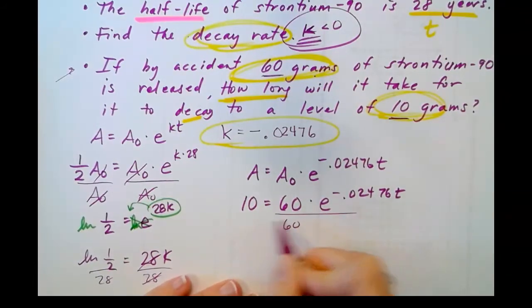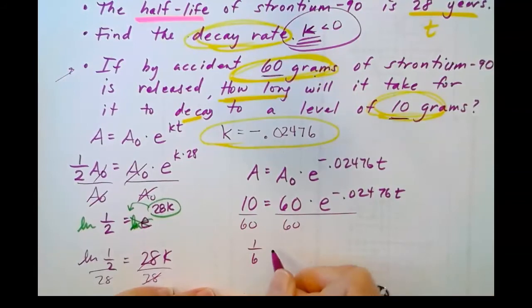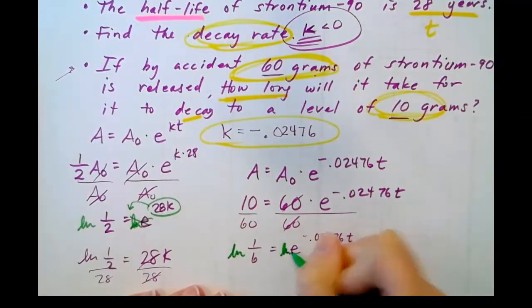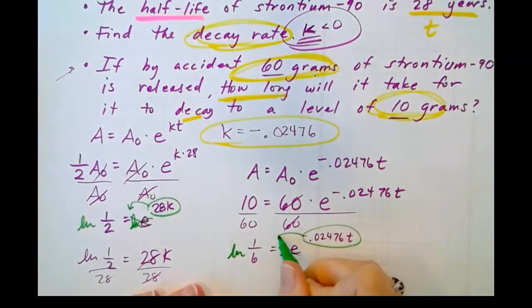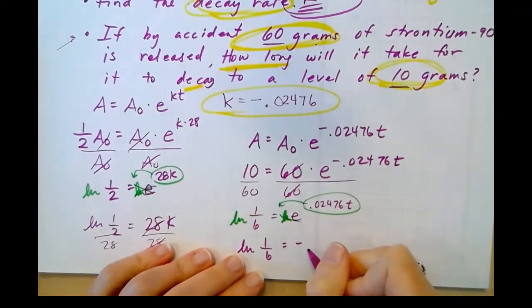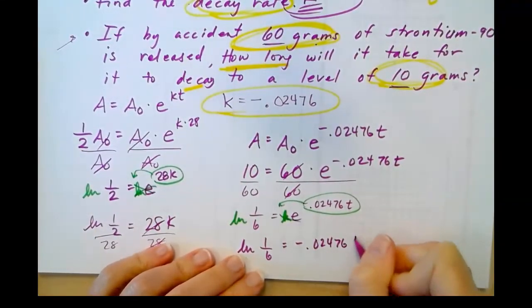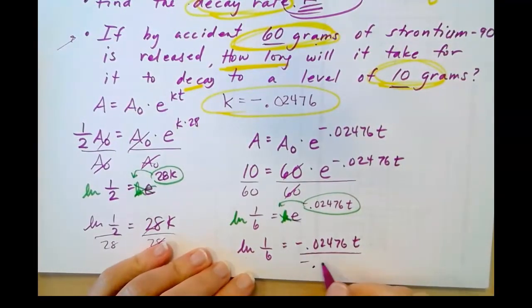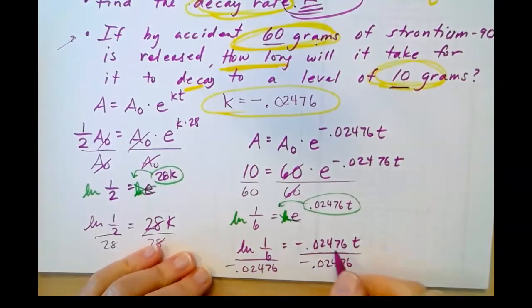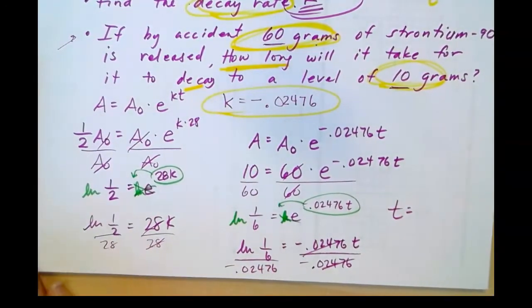So we're going to start by dividing both sides by 60. So we get 1/6 equals e to the negative 0.02476t. Once again, introduce the natural logarithmic function to both sides of this equation. Superman that power to the front. So now we've got ln of 1/6 equals negative 0.02476t. Divide by that little decimal number, and we are going to solve for t.